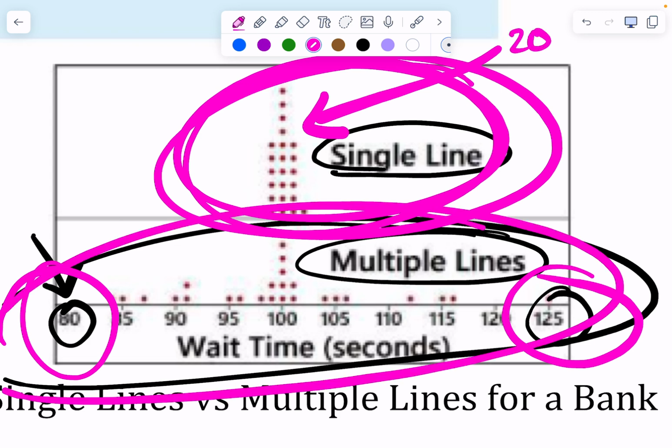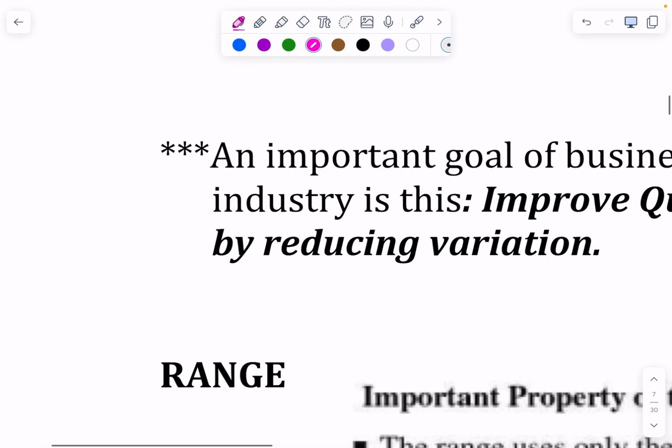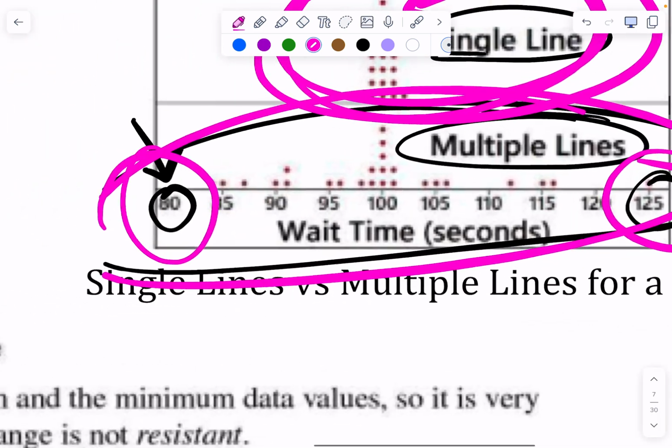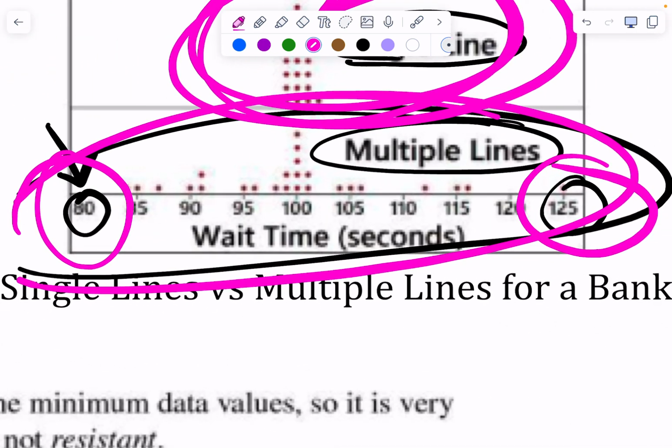Here I could end up getting lucky and getting 2 minutes, right? But the consistency has better quality is what they say, okay? So like over here, an important goal of business industry is to improve quality by reducing variation, right? I know that it's going to take me a long time to go through there, so I'm anticipating that. And then I'm not going to be disappointed when it takes me that long, right? Okay? Versus if I go in thinking this, I'm going to hope that it's going to be 2 minutes and I'm going to be really pissed off if it's 30, right?